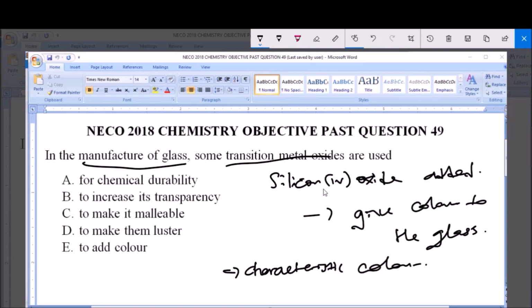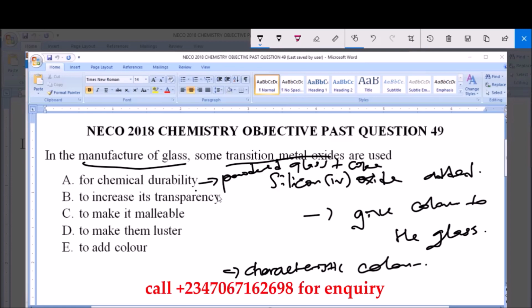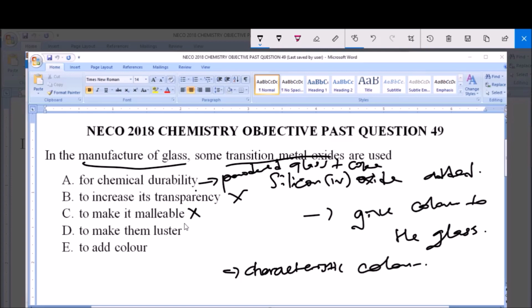Now option A is for chemical durability. This is achieved when powdered glass and coke are added. B says to increase its transparency. No. C says to make it malleable. Like we know, glasses are not malleable. They cannot be beaten into sheets because they are brittle. D is to make them luster, that is to shine. No, that is not it. So the answer is option E, to add color to the glass, to give them their appropriate color. That is the reason why transition metal oxides are added.